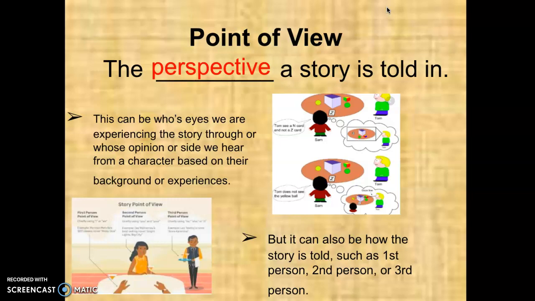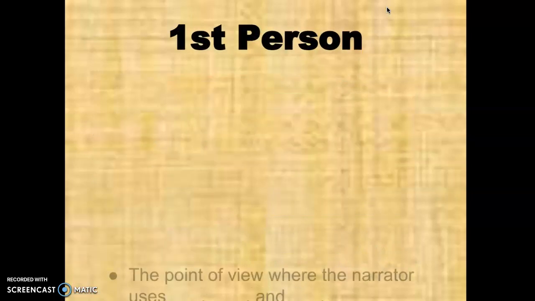So when we're talking about point of view, there's two parts to it. There is the perspective, which is who we're seeing the story through, whose eyes we're experiencing the story through. And the second part is which person it's told in. Is it first person, second person, or third person? So let's talk a little bit more about those.